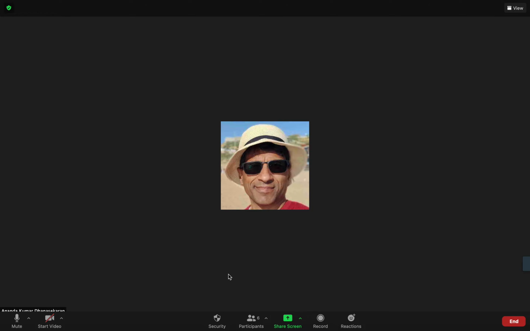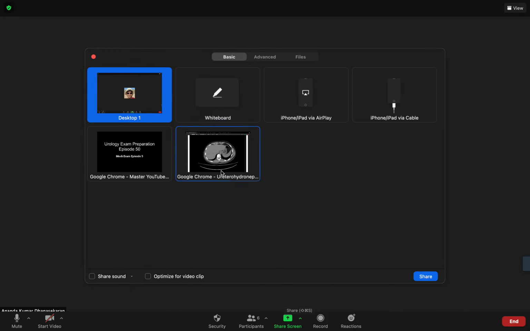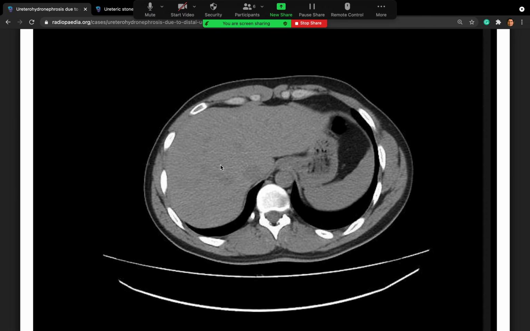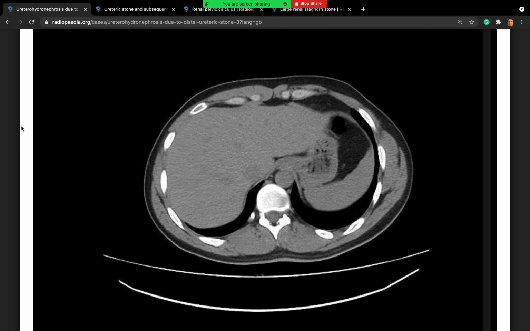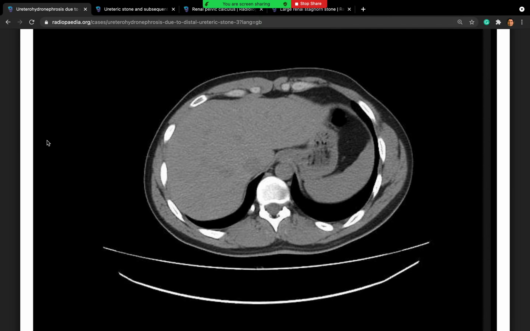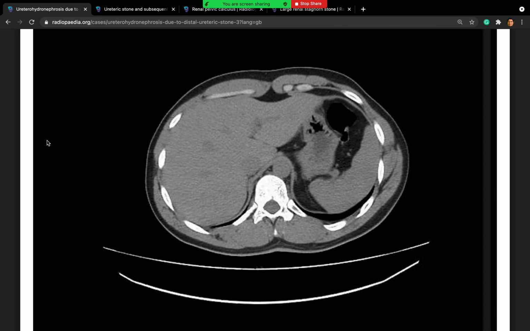Okay, he has his CTKUB done. I'm going to share the images now. Are you able to see the pictures now? Yes. Okay, I'm just scrolling from top to bottom. You can start dictate as you see.